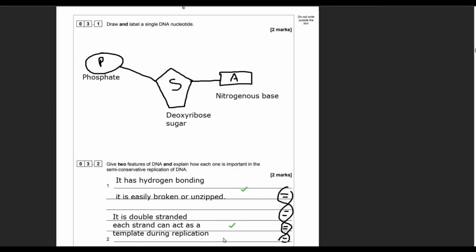Lovely jubbly. We could also talk about complementary base pairing. Give an example: adenine to thymine or guanine to cytosine. This means that the replication is very accurate or very specific, and allows the replication to be accurate because the complementary base pairing of the free DNA nucleotides will only join to specific bases. Okay, let's move on.